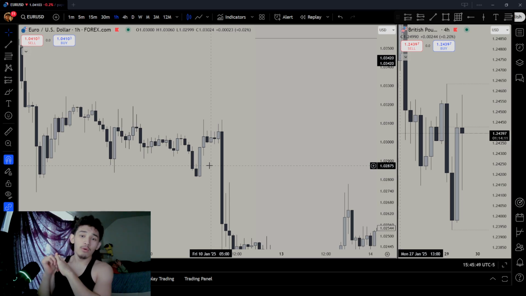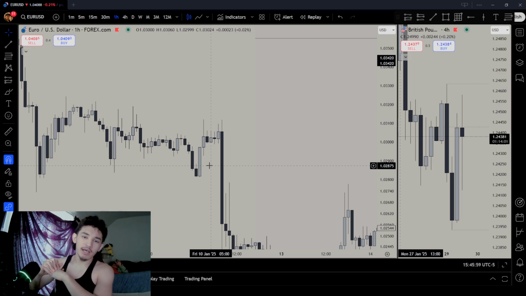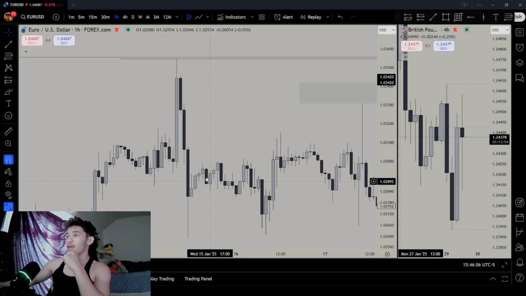The other one is when the Asian session has an extreme range, where the Asian session range is larger than 40 pips. For EURUSD especially, 40 pips is a lot, 40 pips is a big move. So that makes the London session a worse condition.